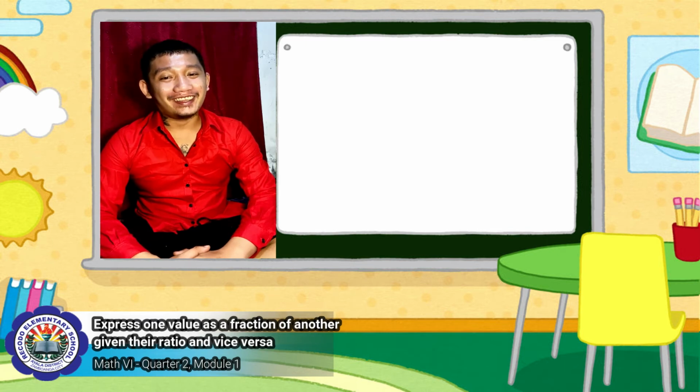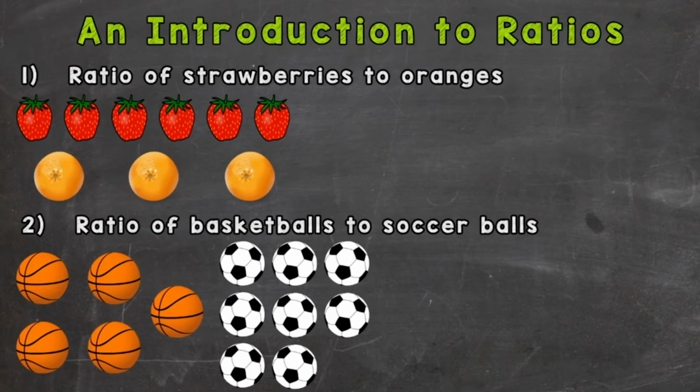Let's begin. So we're going to go through the basics of ratios, how we write out ratios, and just talk about what a ratio is. And as you can see, there are two problems on your screen. We have the top ratio problem, with strawberries and oranges, and then the bottom with basketballs and soccer balls. Now, when we're talking ratios, a ratio shows the relationship between different amounts.